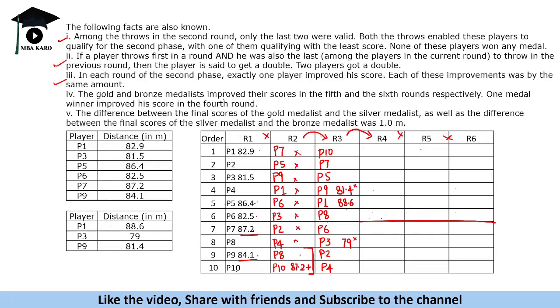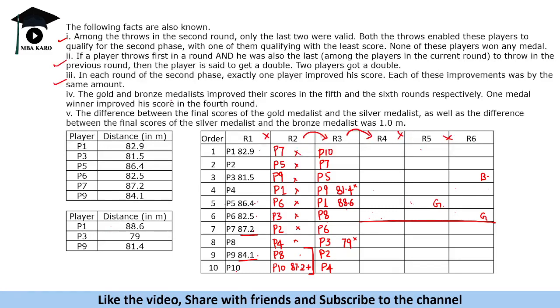The gold and bronze medalists improved their scores in the 5th and 6th rounds respectively. So the gold medalist improved in the 5th round. So in the 6th round, this person is already on top. The gold medalist was at the second position in the 5th round. And the bronze medalist improved in the 6th round. So that means the bronze medalist must be in the 4th position, only then he would come to the 3rd position. So the bronze medalist is this person, who improved and went to the 3rd position.